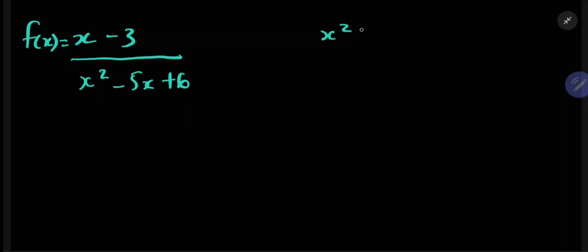So you have x squared minus 5x plus 6. To solve this, we want to find its zeros. To solve this quadratic, there are many methods, but let's use the factorization method. So the first thing you do is multiply the constant term, which is 6, times the coefficient of the first term, which is 1. So that gives us 6 times 1 equals 6. Now we want to find the factors of 6 whose sum will give us minus 5.